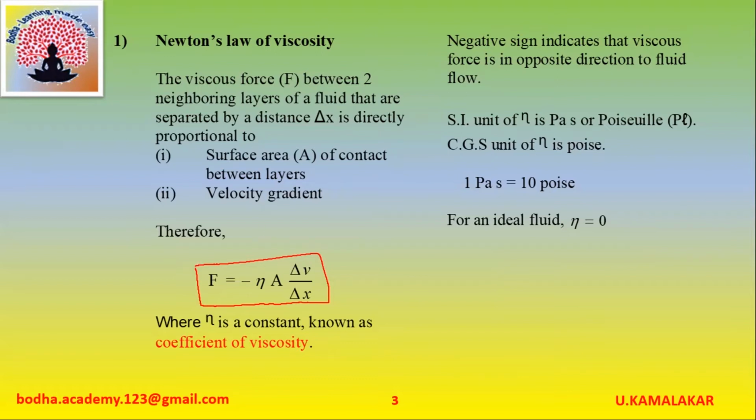SI unit of eta is Pascal second or Poiseuille. CGS unit of eta is poise. 1 Pascal second is equal to 10 poise. For an ideal fluid, eta is equal to 0.